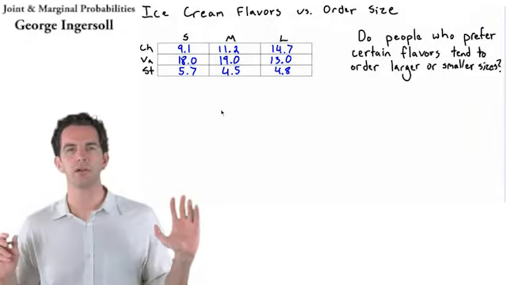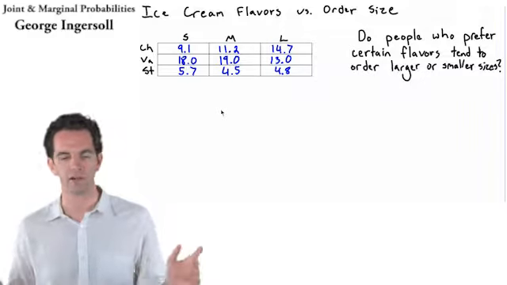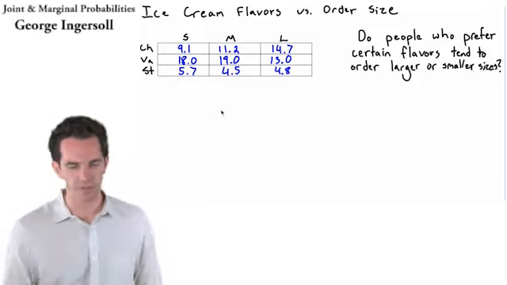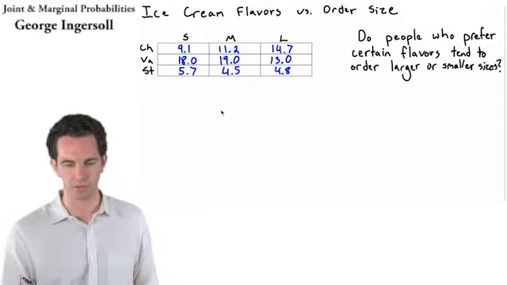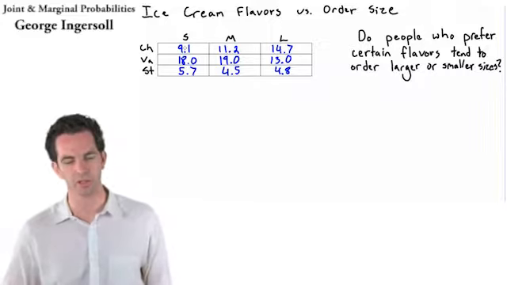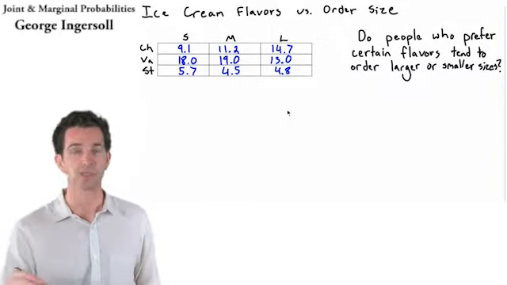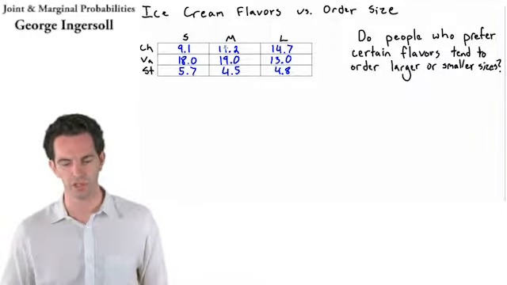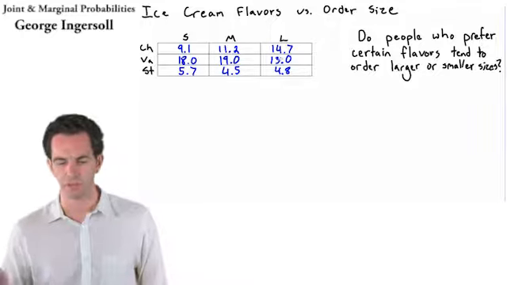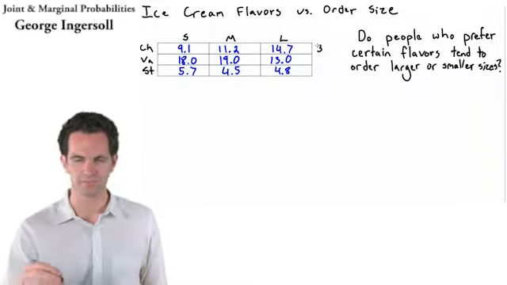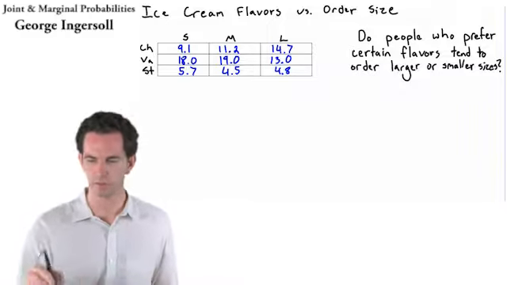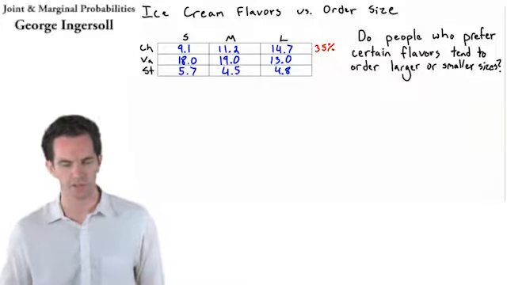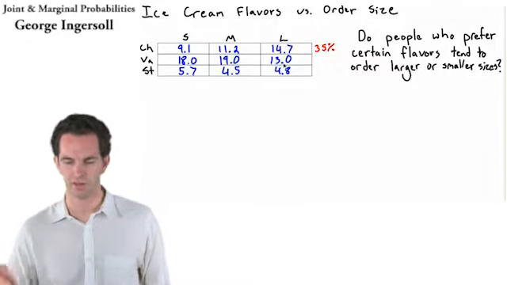First of all, I want to know how many people are ordering chocolates. I don't know what my sample size is. It doesn't matter. These are all percentages here. So if I want to know what percentage of people are ordering chocolates, I have to add up the people who are ordering small chocolates, medium chocolates, and large chocolates. And these are all percentages based on my entire sample. So if I add up 9.1 plus 11.2, that's 20.3, plus 14.7. This is 35%. If I do the same thing with vanilla, 18, 19, and 13, I get 50%.